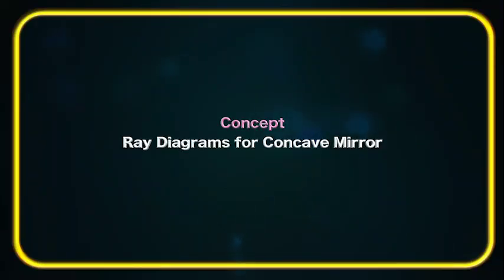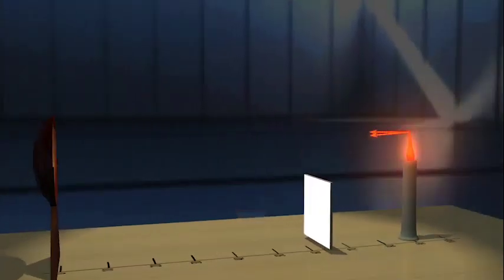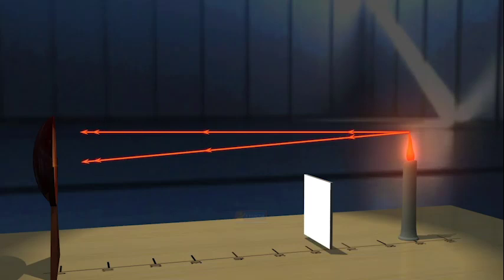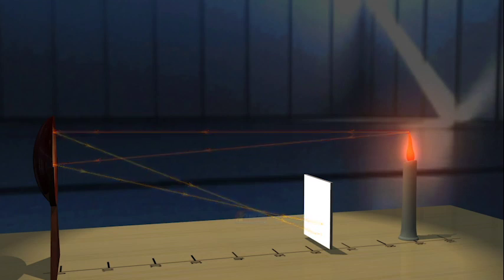Concept: Ray diagrams for concave mirror. A concave mirror and a candle placed on the table along the axis of the mirror. We take two rays emanating from the tip of the flame. They get reflected from the mirror and they intersect at A. We see that the reflected rays strike the screen at different points.